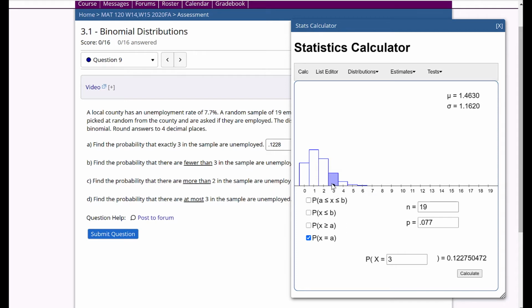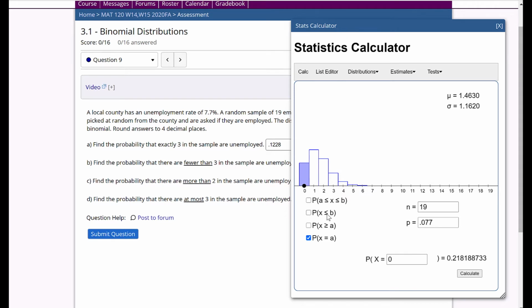All right, now next, find the probability that there are fewer than 3 in the sample unemployed. For fewer than 3, we could find the probability that x is equal to 2, x is equal to 1, and x is equal to 0, and add those together. But these other options already do these sums for you. For instance, you could do all of them with the between. That's the most powerful of the ones, but these others are a little bit more efficient sometimes.